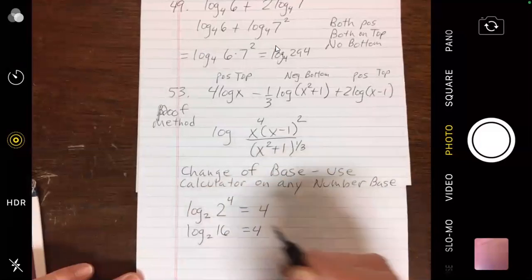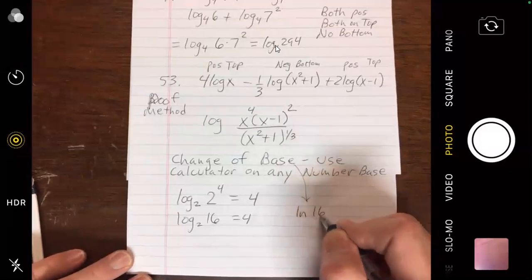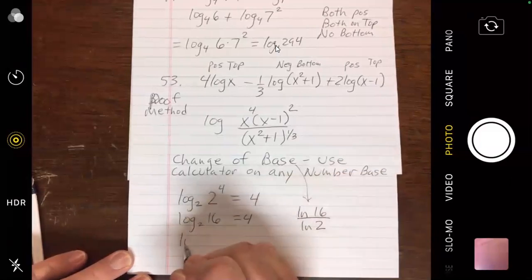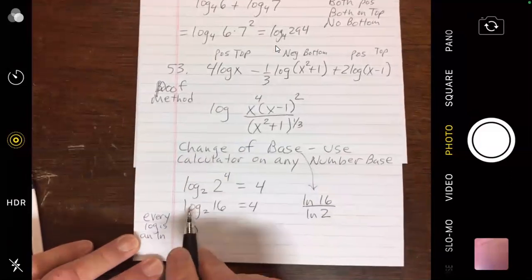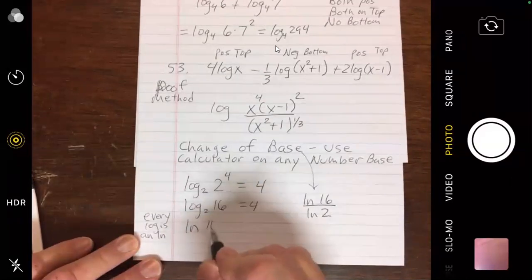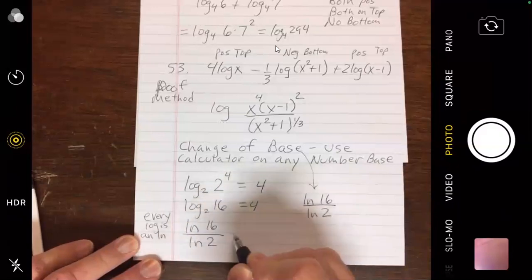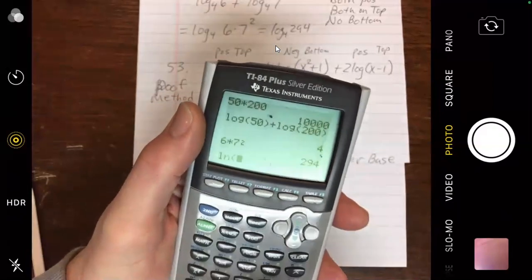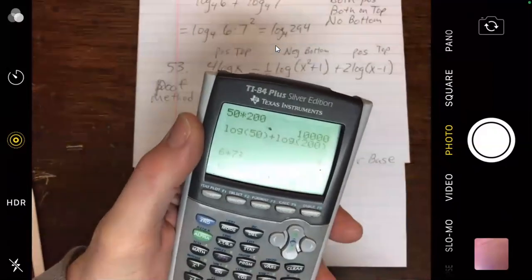Well, this change of base formula says I can punch this as ln of 16 over ln of 2. So I can literally write every log as an ln, in other words. And so I can compute this by going ln of the 16, scaled by the ln of what the base is. Just punch it to give you some confidence in it. And divide by ln of 2. 4.